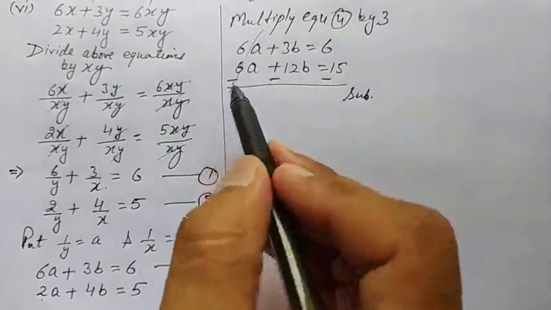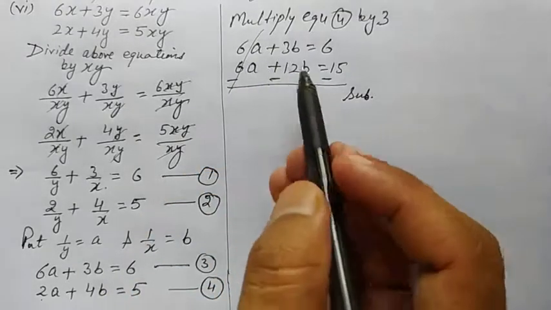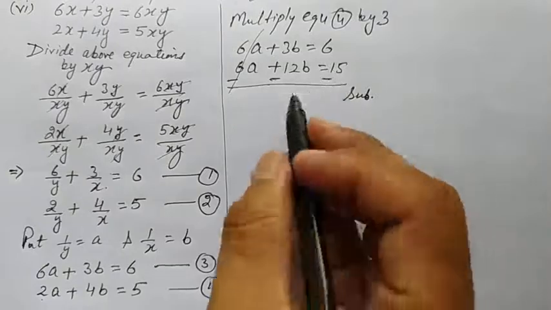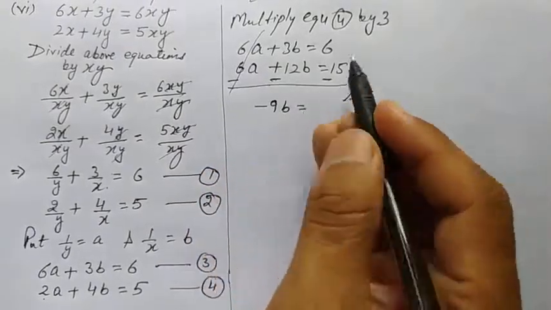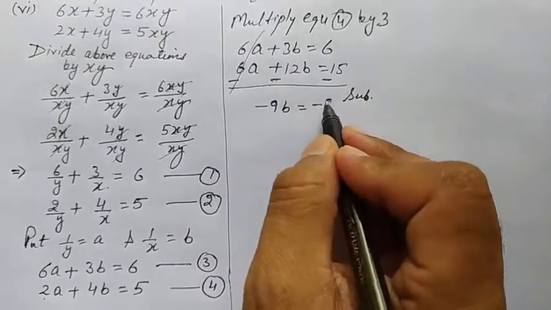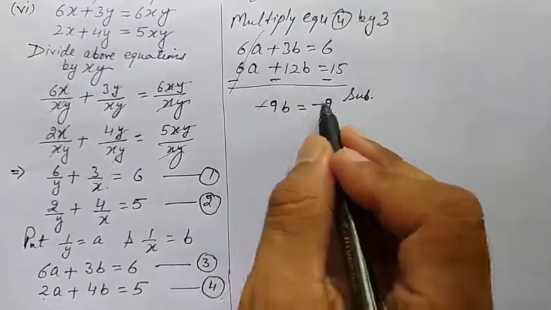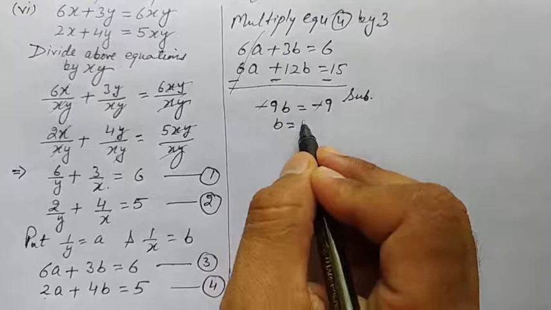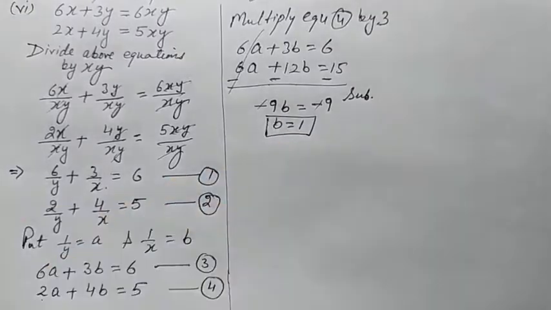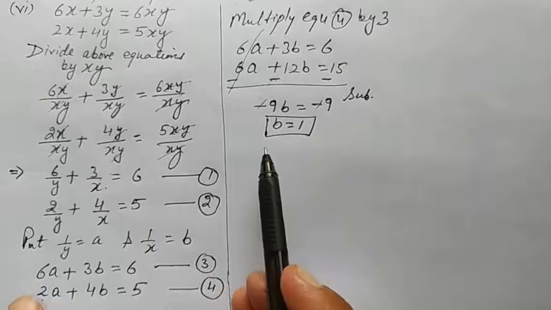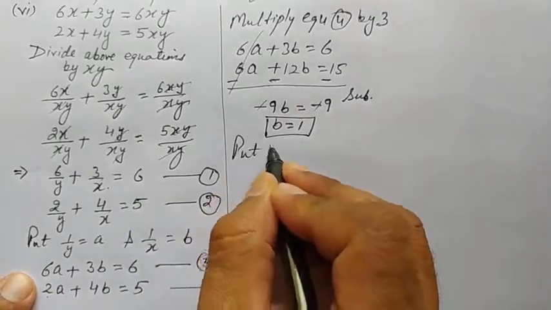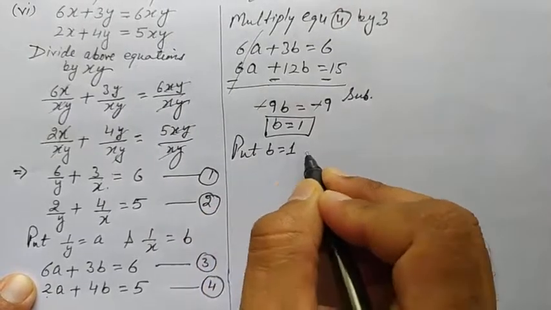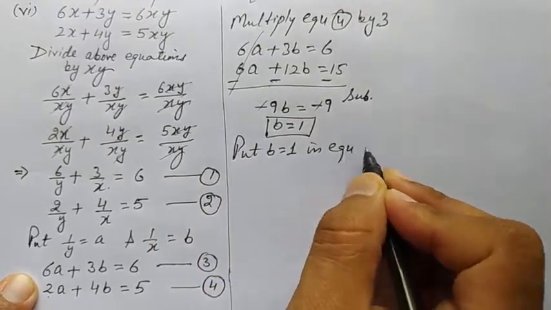So 6a minus 6a is cancelled. 3b minus 12b is minus 9b, is equal to 6 minus 15, which is minus 9. Minus minus cancelled, so b is 9 over 9, that is 1. Now we'll put the value of b as 1 in equation 3 or 4, anywhere. So we put b is equal to 1 in equation 3.